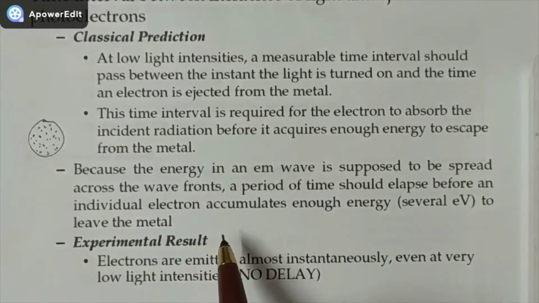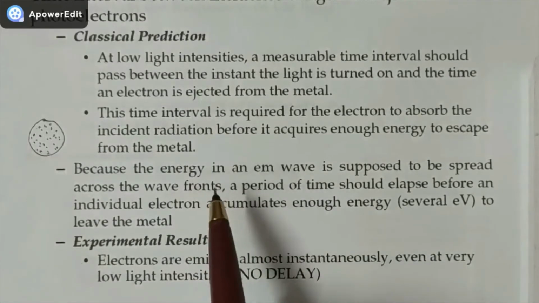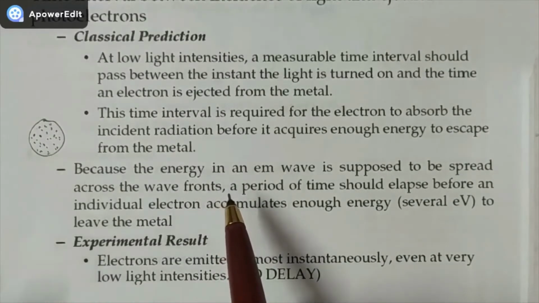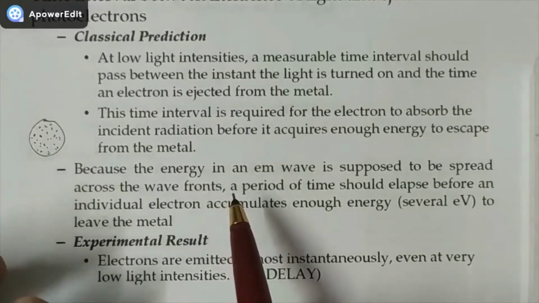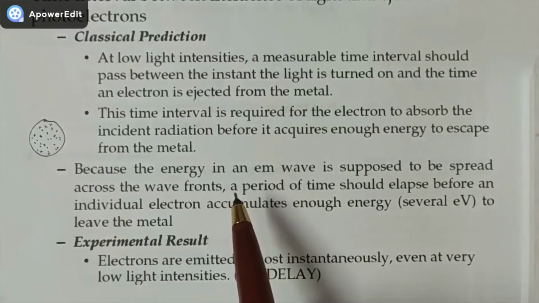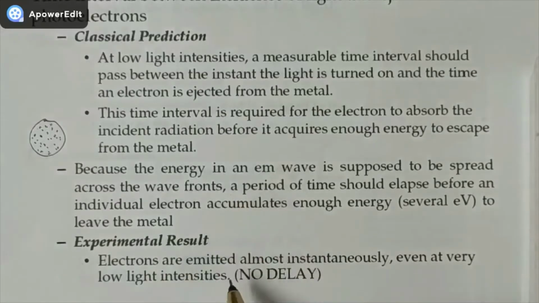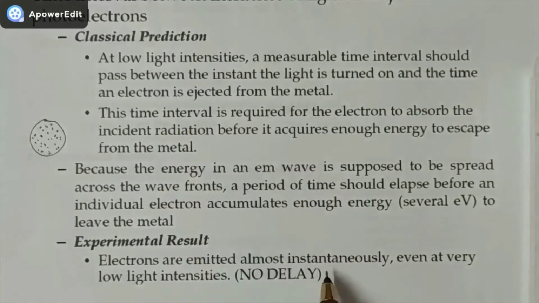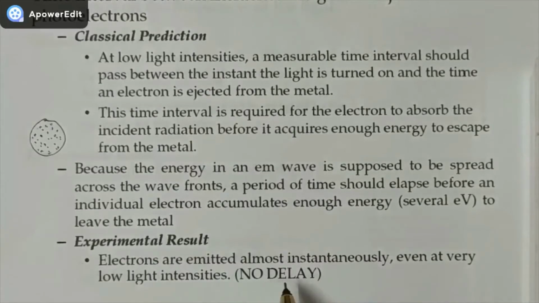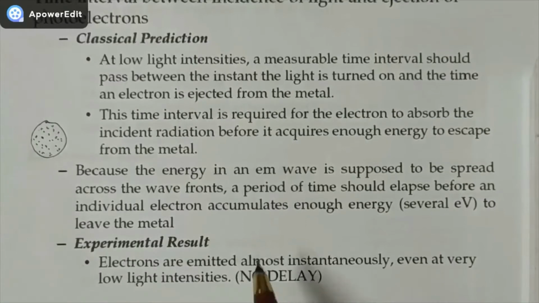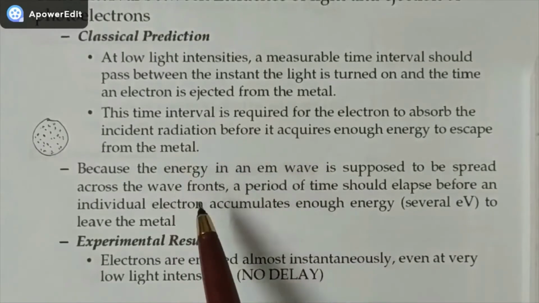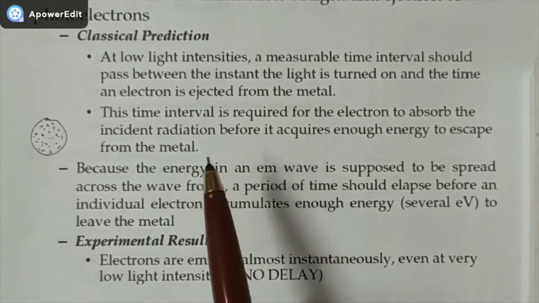emission of the electron. Okay, but classically what we can think is that there must be a time interval when the light is falling on the surface, in order for the electron to absorb energy, and when the energy is more than the binding energy, then only can the electron get out from the atom. But experimentally there is no delay. So what we think classically is not explaining the almost instantaneous emission of the electron from the metallic surface. Okay, this is one feature of the photoelectric effect which we cannot explain on the classical understanding of the wave theory, when we consider electromagnetic radiation as a wave.